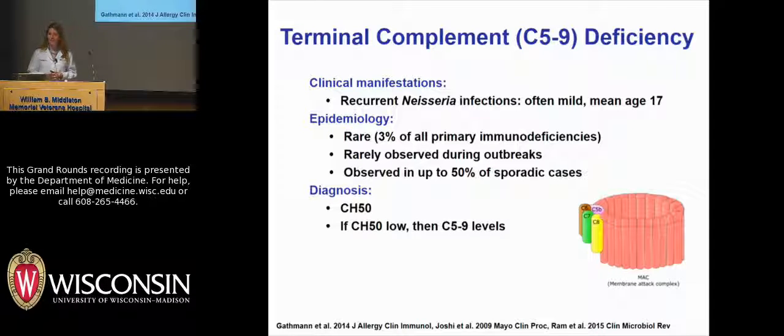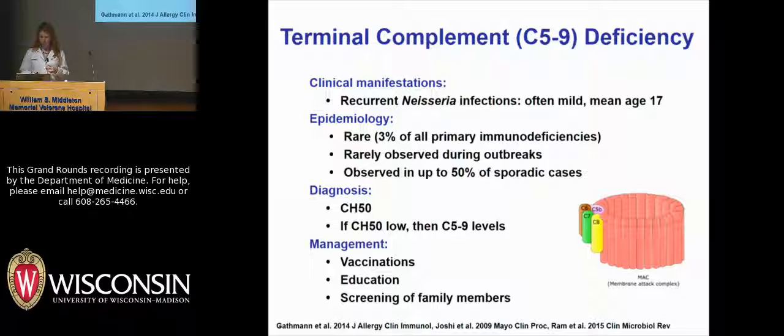How are they diagnosed? With a total complement level, so CH50, and most often patients will have a CH50 of 0. And with abnormalities, it can be evaluated for the individual components, so C5, 6, 7, 8, 9.